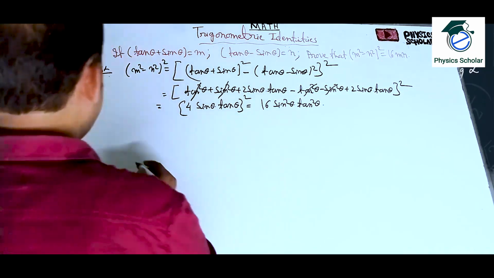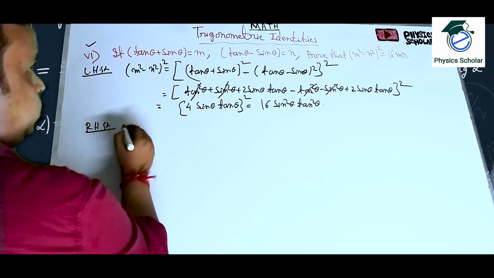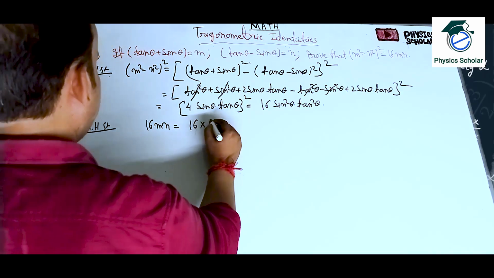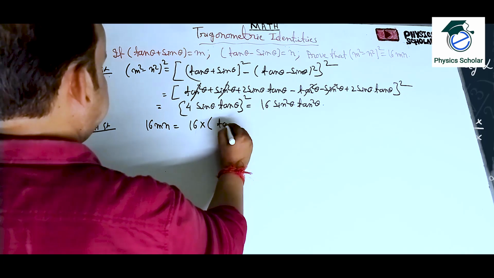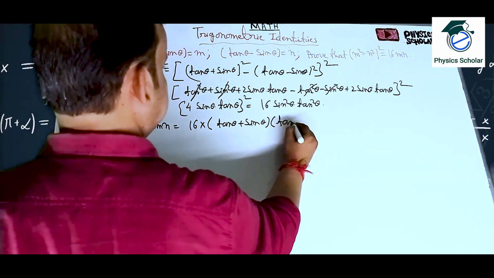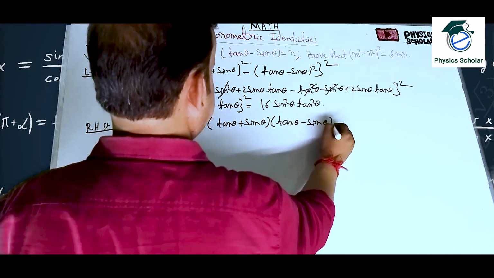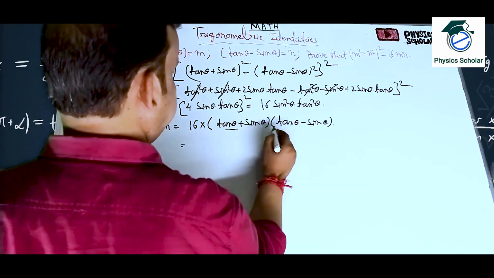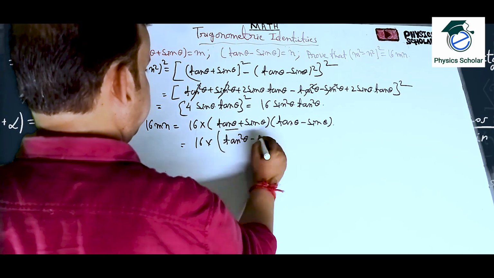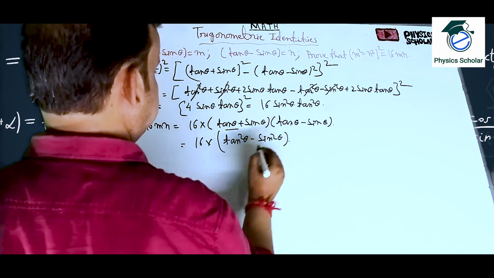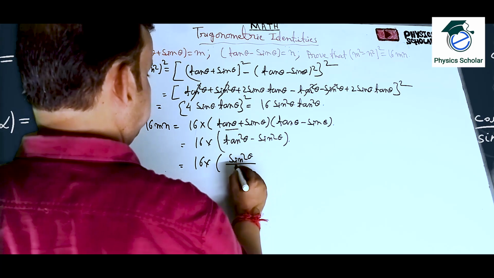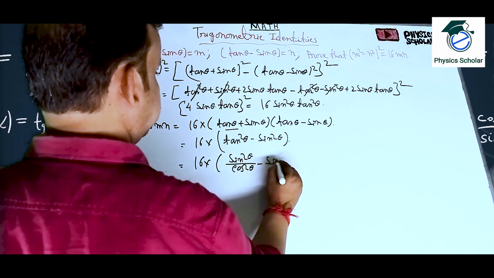Now right hand side. Right hand side is what? 16 mn is equal to 16 into what? The value of m means tan theta plus sin theta into tan theta minus sin theta. So what? a plus b into a minus b. So 16 into a square, tan square theta minus b square, sin square theta. Clear? So 16 into, it is what? Sin square theta by cos square theta minus sin square theta.